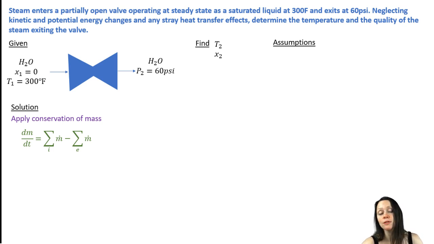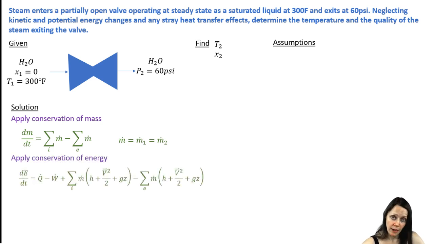So the first thing I'm going to do, it's an open system. I need to relate those mass flow rates, apply my conservation of mass. Mass flow rates are the same at the inlet and the outlet since it's operating at steady state. And then I apply my conservation of energy.